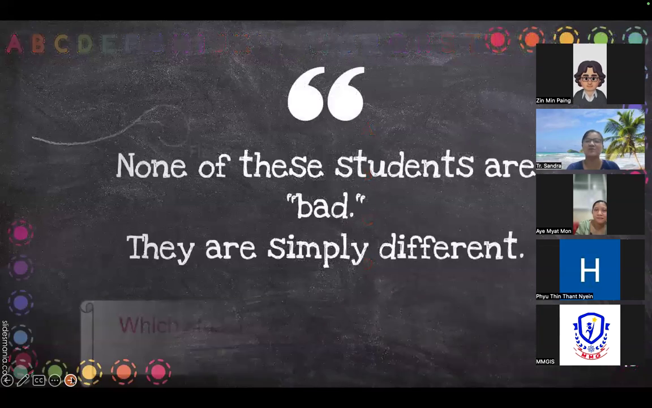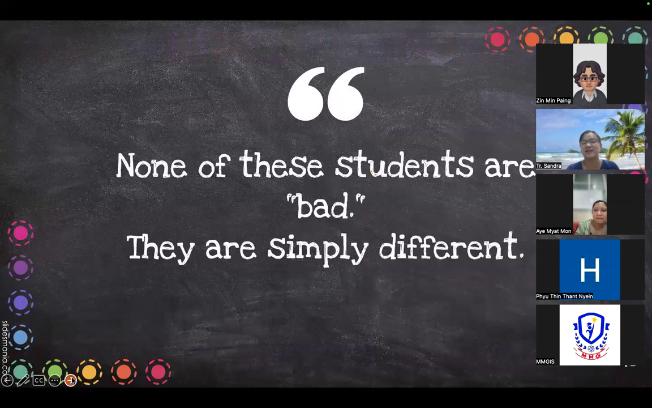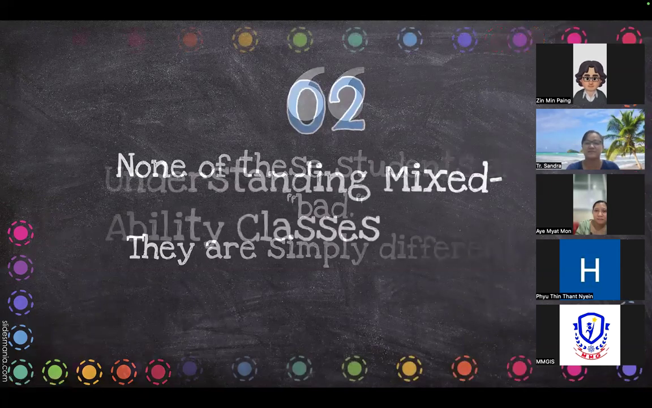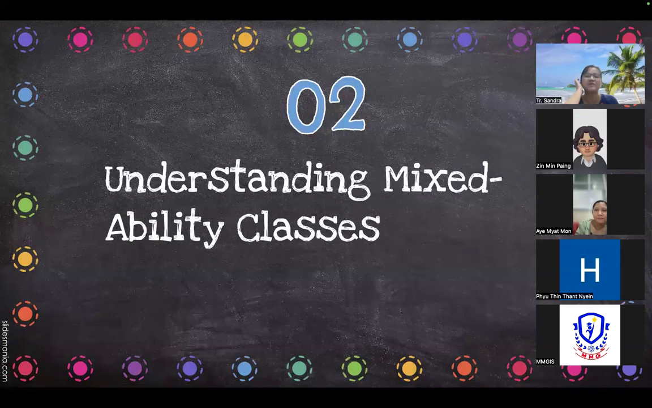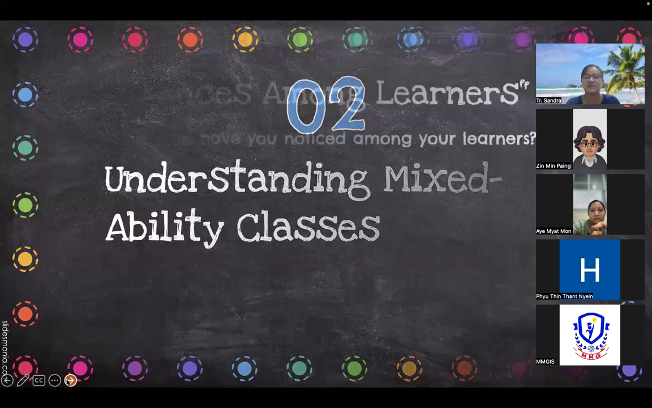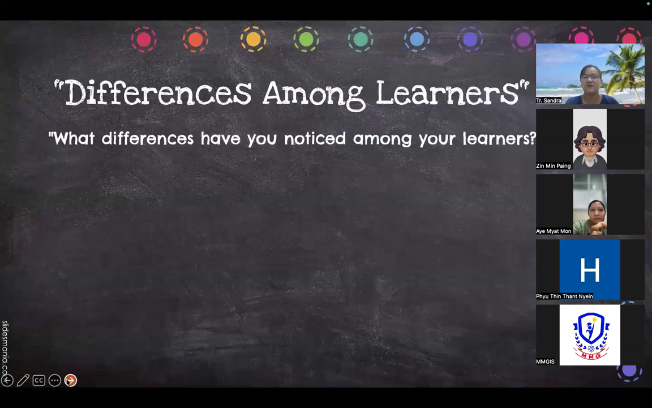So actually, none of those students, like I have mentioned, student A or D, they are not bad. They are simply different like this, right? So first of all, in order to handle mixed ability classes, we need to understand what mixed ability classes mean. So before we talk about that, what are the differences among learners? What differences have you noticed among your learners?